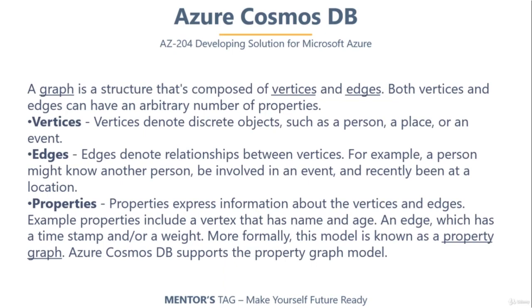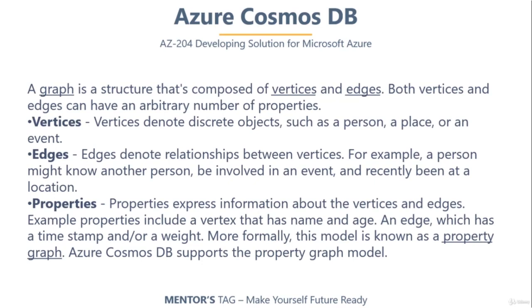Now what is a vertex? A vertex denotes discrete objects such as a person, a place, or an event. And then an edge denotes a relationship between vertices. Now logically, a graph is a relational database without a foreign key primary key kind of structure. This graph DB allows you to store a discrete relationship between two different objects.